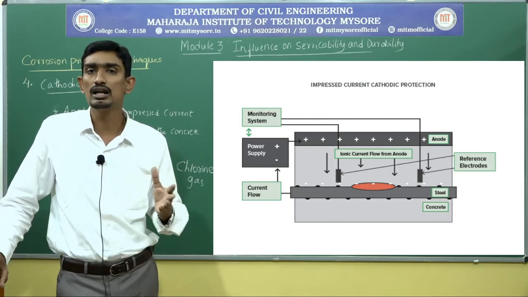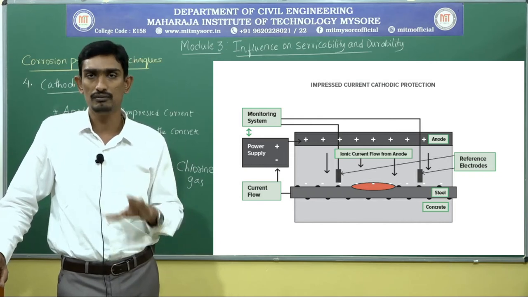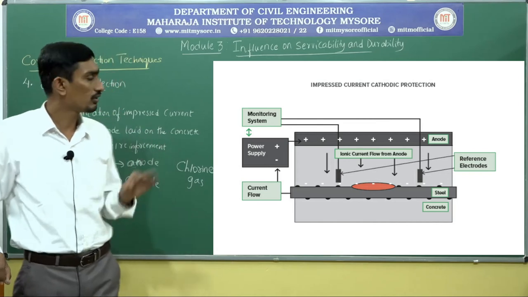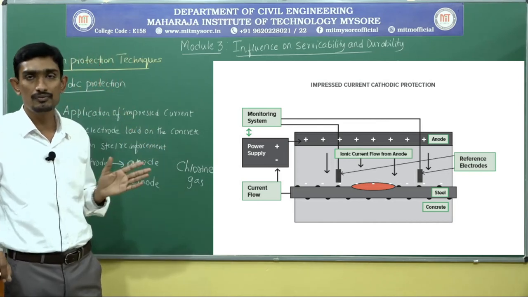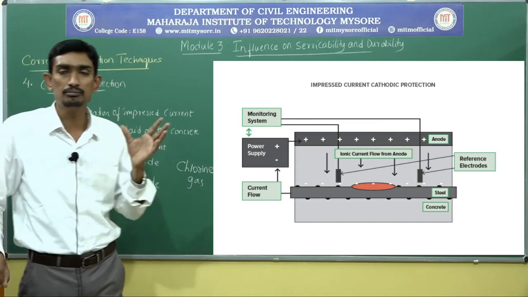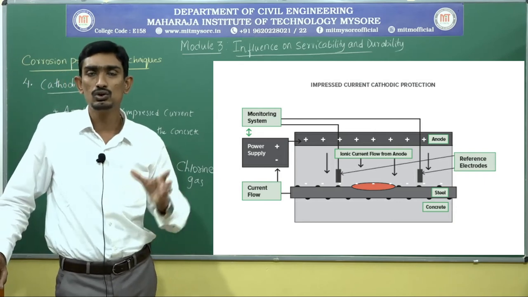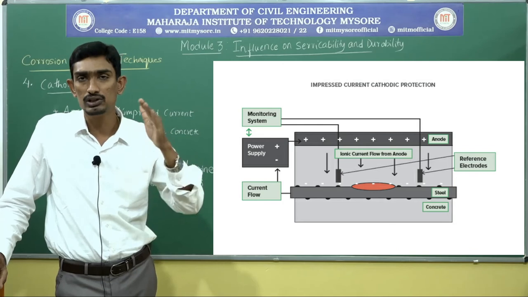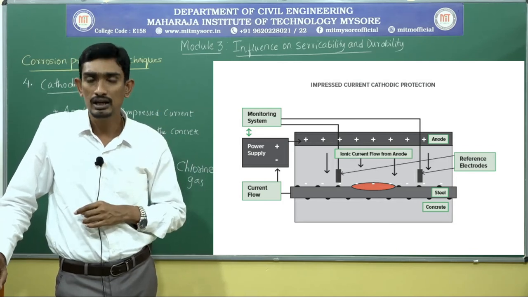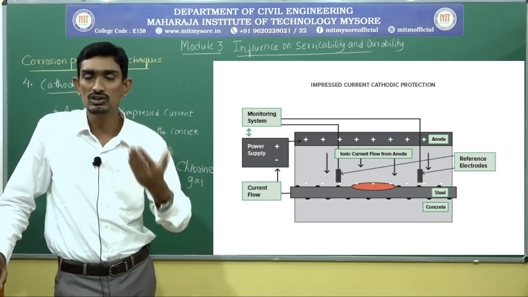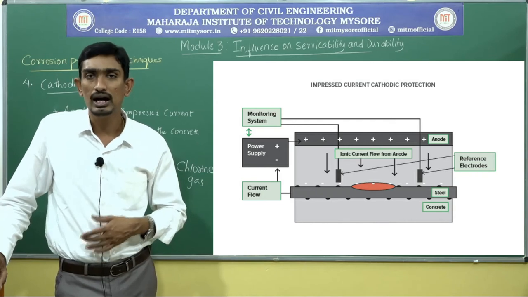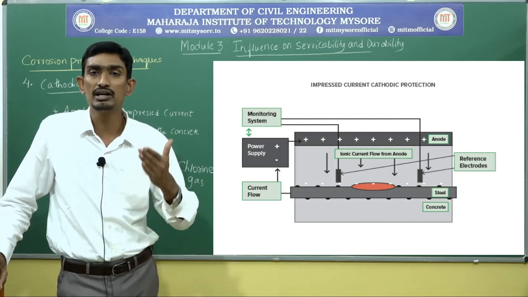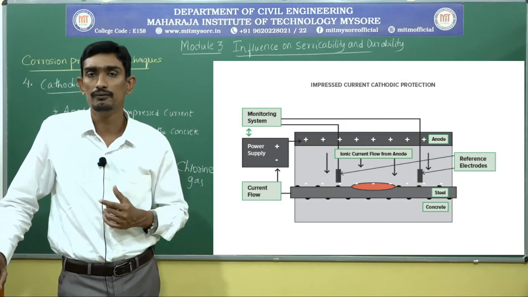So this is regarding your cathodic protection. I will repeat: once again, I apply the impressed current through the electrodes which are laid on the concrete above the steel reinforcement. Here, the electrodes will serve as anode and the steel reinforcement will serve as a cathode.